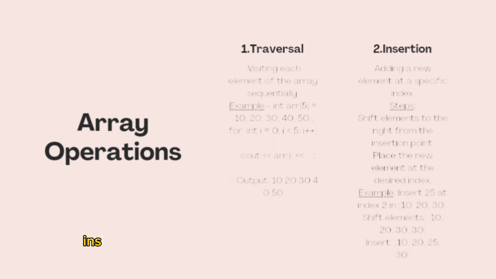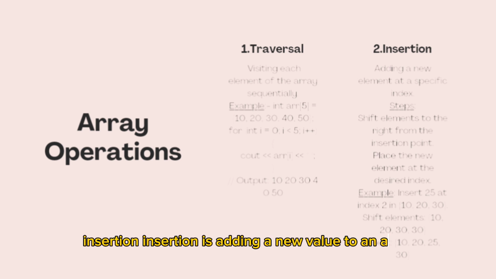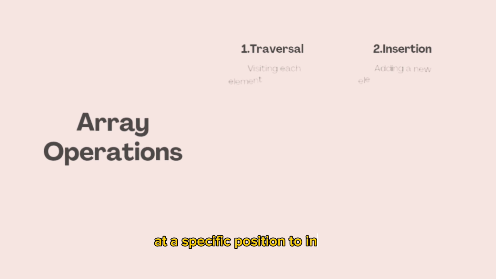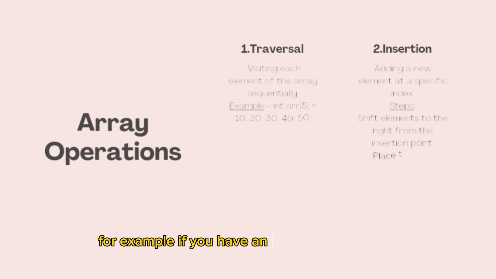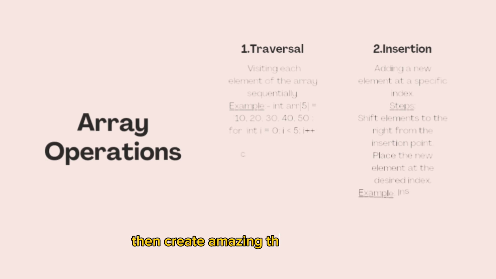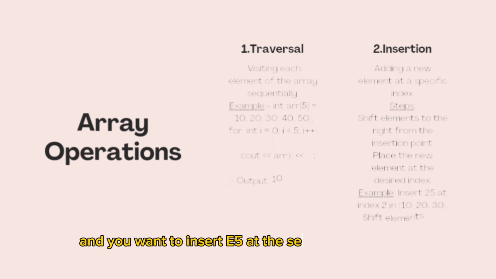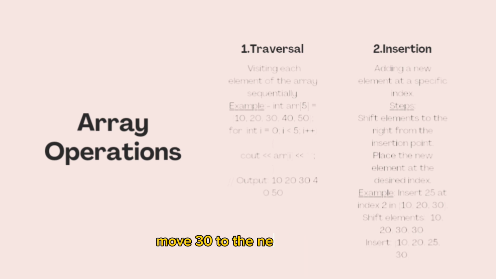Insertion is adding a new value to an array at a specific position. To insert, you need to create space by shifting elements to the right. For example, if you have an array with values 10 and 30, and you want to insert 25 at the second position, first move 30 to the next position, then place 25 in the second position. The final array will be 10, 25, 30.